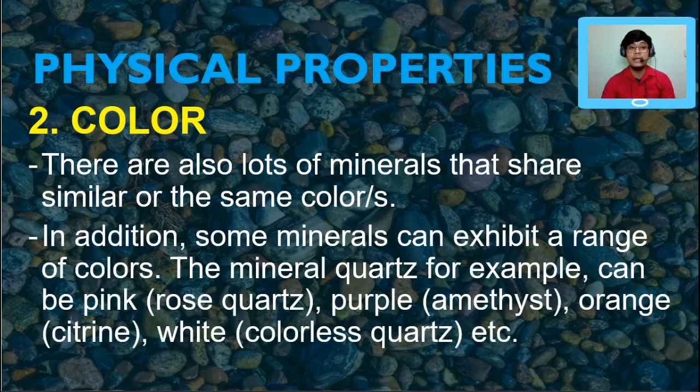And here we have an example. So some minerals can exhibit a range of colors. And the mineral, for example, quartz. Okay, quartz, for example, can be pink. And the moment na yung quartz is pink, ang tawag din is rose quartz. And nag-e-exist din siya in purple color, magiging amethyst na siya. Pag orange naman is citrine, and pag white naman is the colorless quartz, and etc. So these are the reasons why color is not a good basis in identifying minerals.